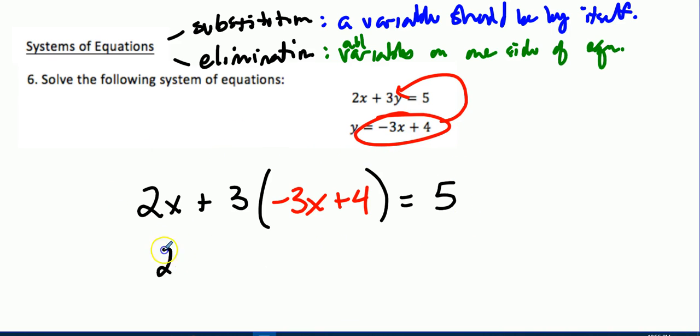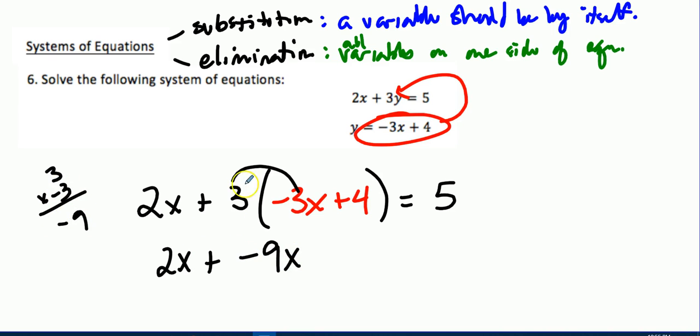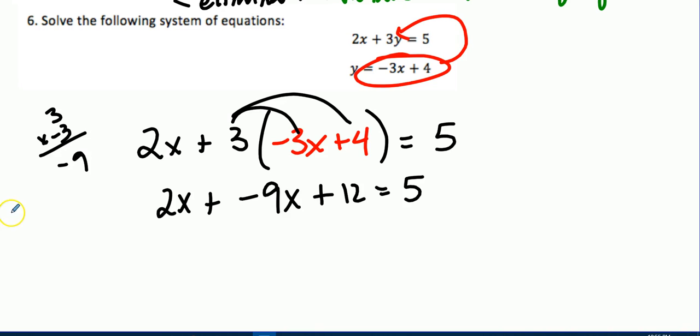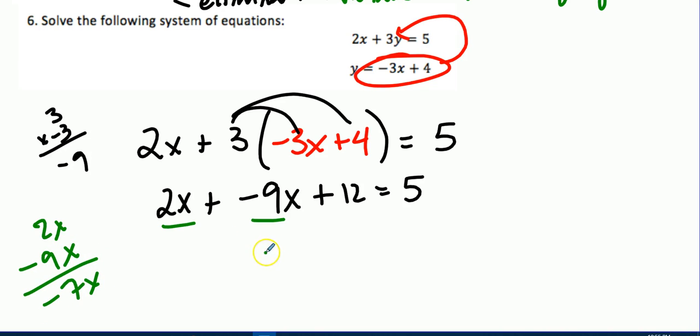So I get 2x plus, now let's distribute. That's going to be 3 times negative 3, which is negative 9x. I got 3 times 4, that's going to be a positive 12. And equals 5. Okay. It looks like I got some like terms I can combine here. 2x minus 9x. That's going to be negative 7x.